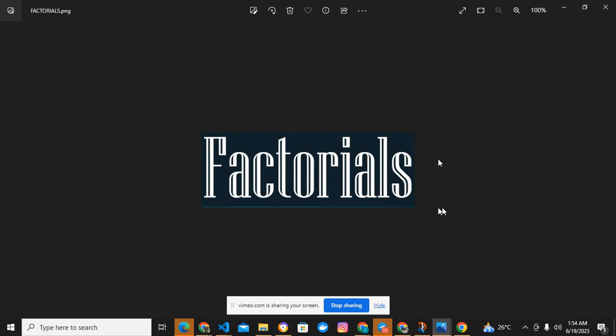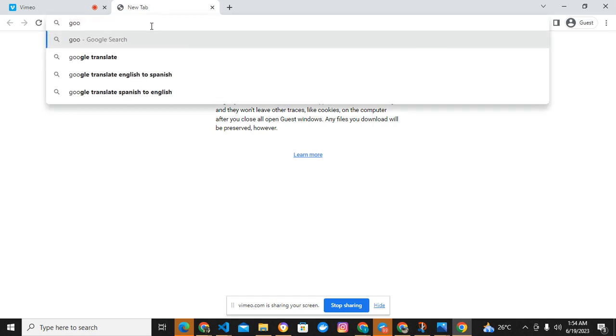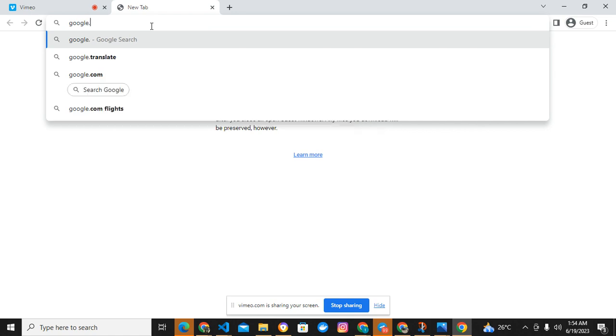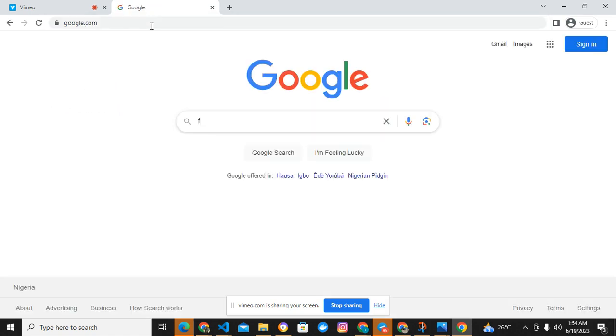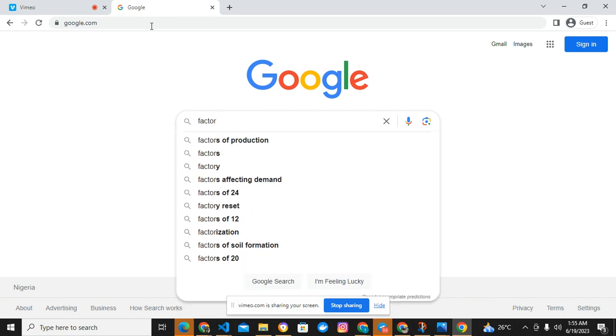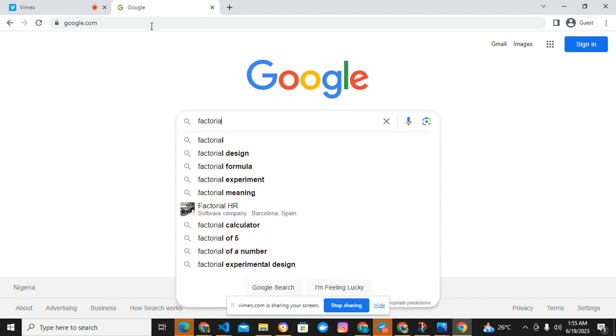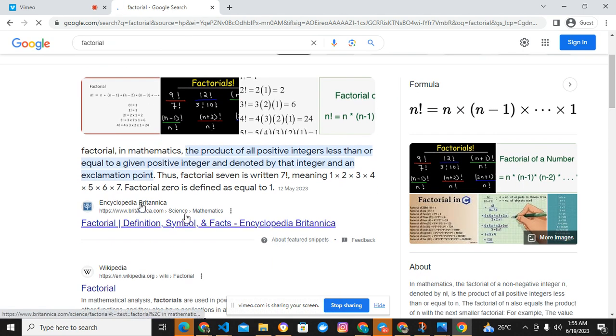Well, let's assume I don't know what factorial is. So let's go to Google and ask Google what factorial is. Let me go to google.com. Factorial. I told you, students, it's better to always find out things. So what is factorial?